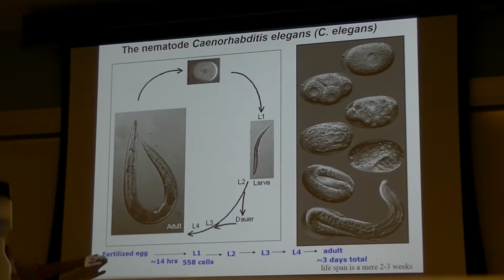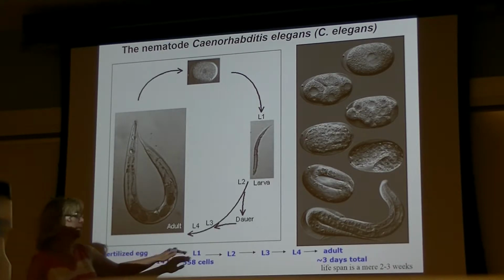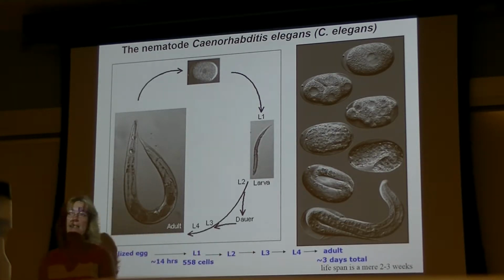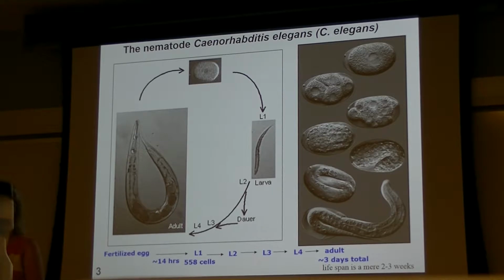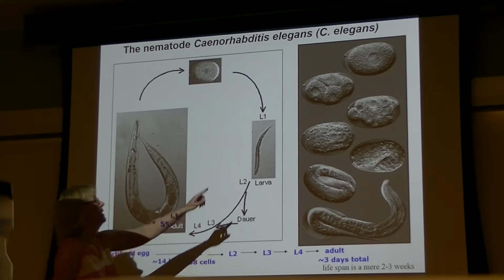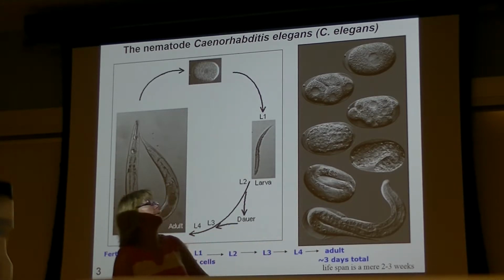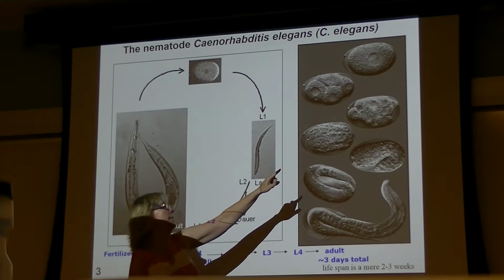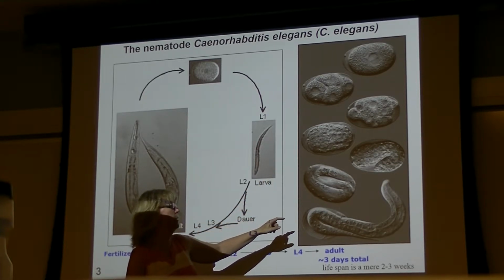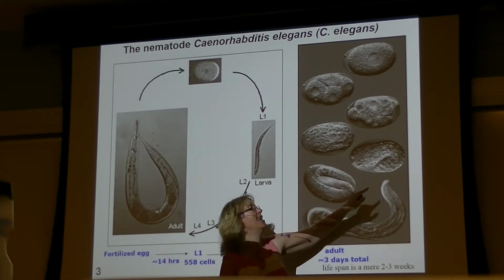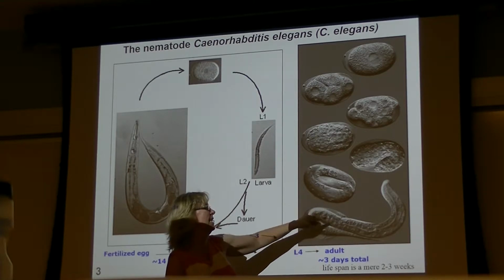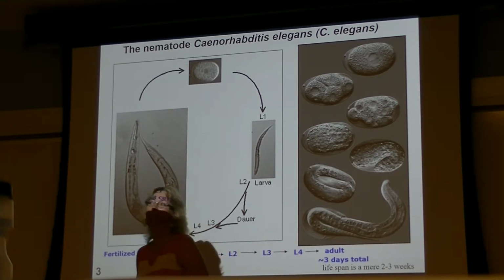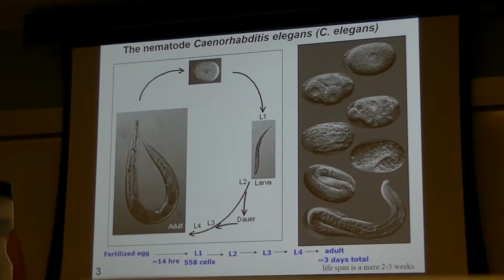From a fertilized egg, they go through 4 different larval stages where they grow and molt each time, and then they become an adult. On this panel, you can see the 1-celled embryo on top, then 4 cells, and then as it continues to divide, we get to the comma stage, the pretzel stage, and finally they hatch out of their eggshell and are a true worm crawling around the dish.